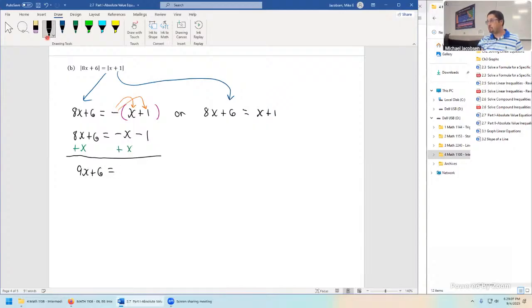9x plus 6 is now equal to -1. Now I would subtract the 6 from both sides. We have here a cancellation where the red dot is, and just 9x equals -7. Finally, division by 9. At this stage, x is equal to -7/9. One part down, we just are going to go off to the next and solve from there. Any questions, folks, with these steps so far?